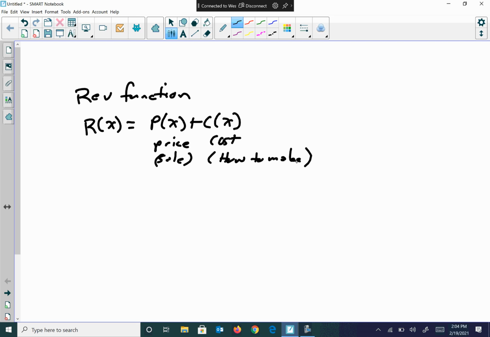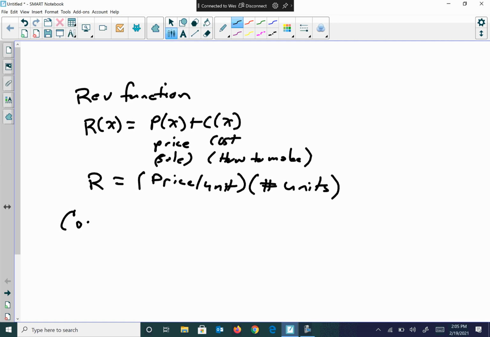Okay, so revenue is price per unit times the number of units as well. That's another way to look at it. Okay, that's not hashtag units, that's number. And then there is the cost function. That's going to be cost is equal to VC plus FC. So let's figure out what those mean.